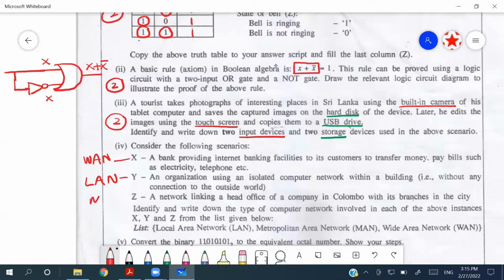And the rest is going to be the MAN, metropolitan area network, a network linking a head office of a company in Colombo with its branches in the city. Right. So when all 3 are correct, you are going to take 2 marks.